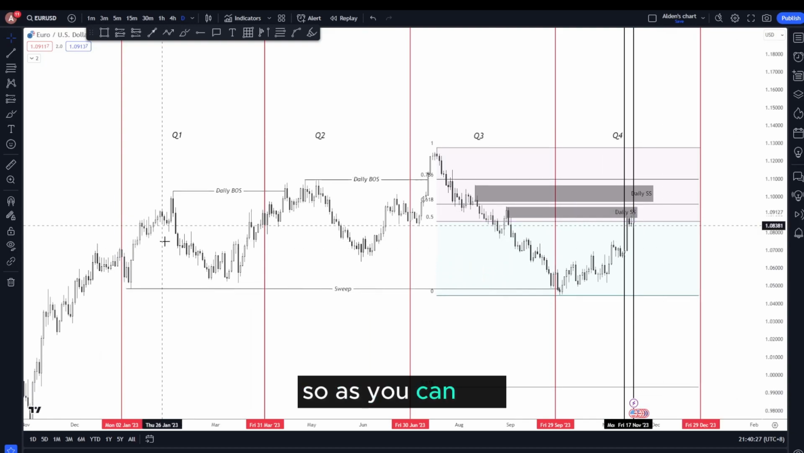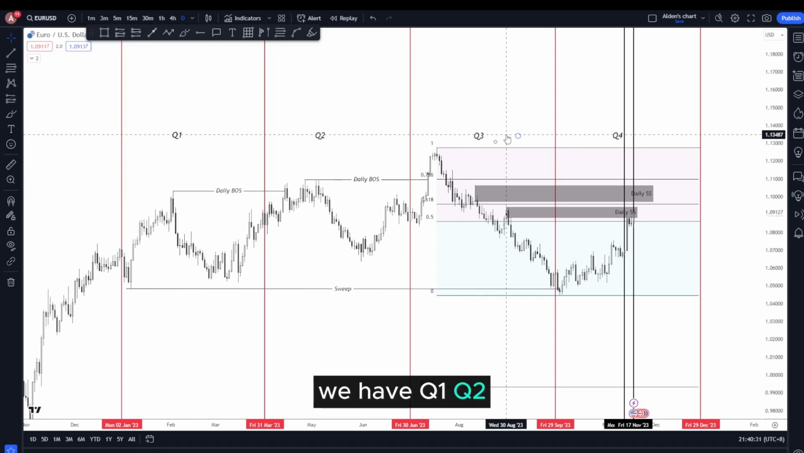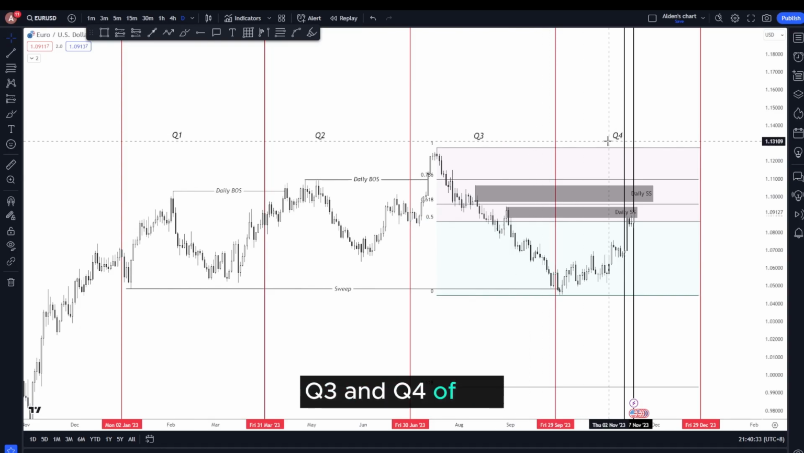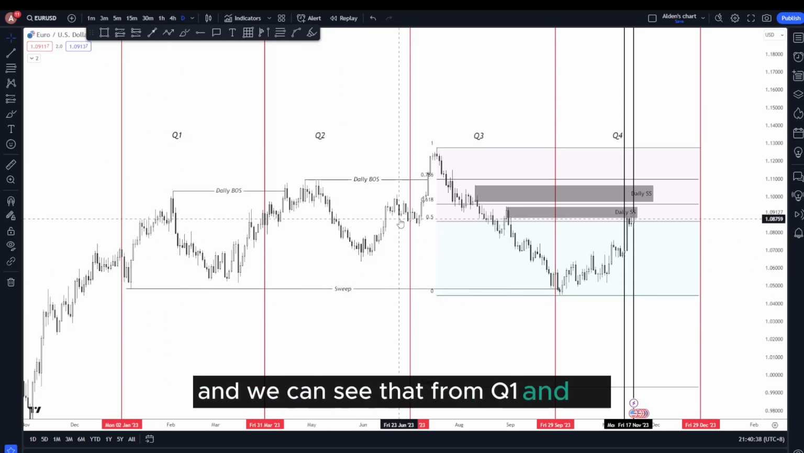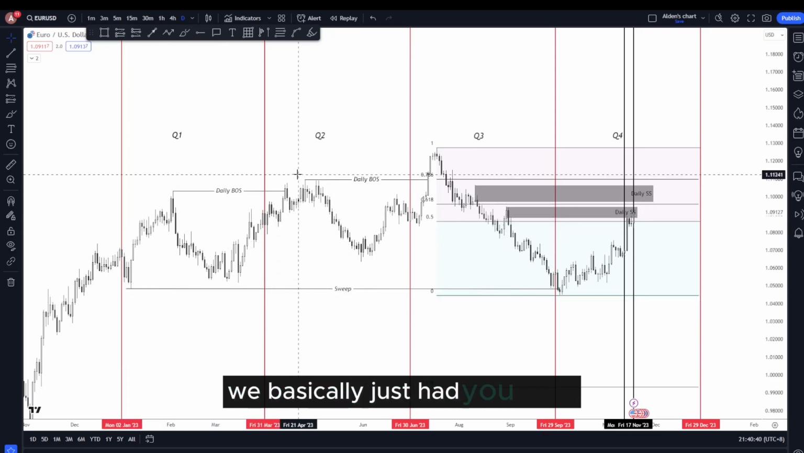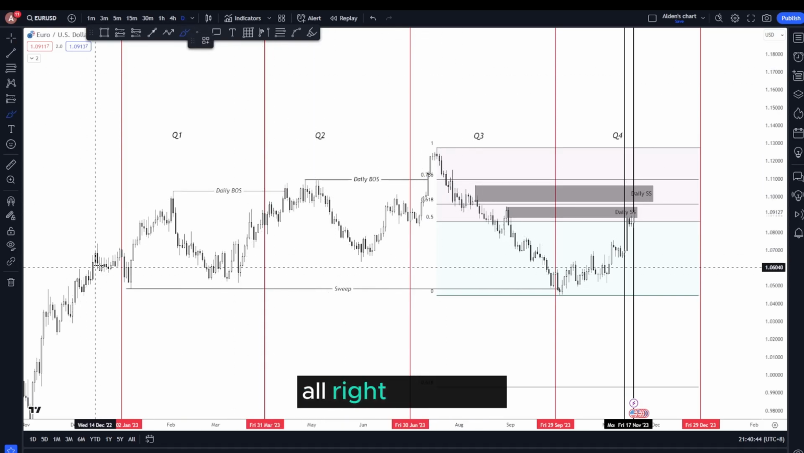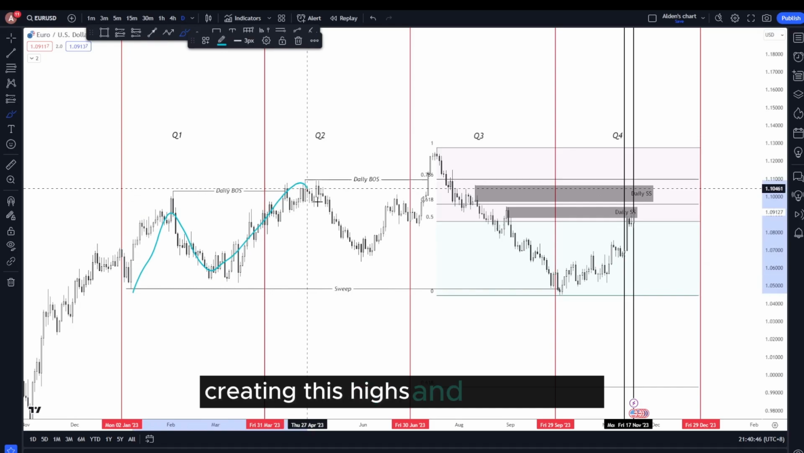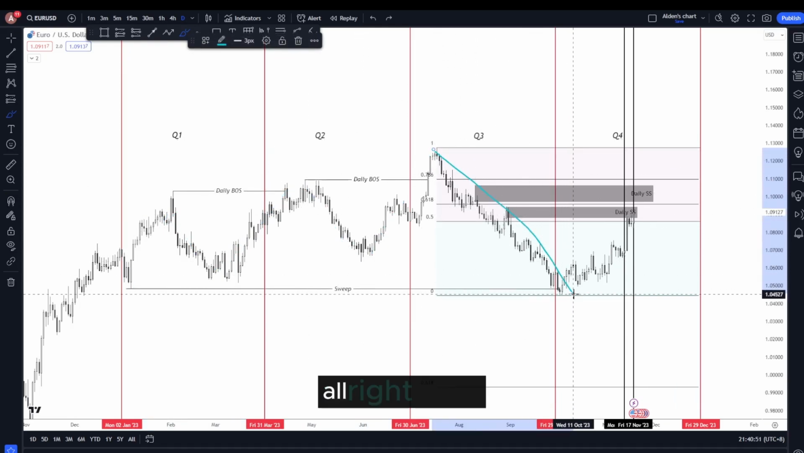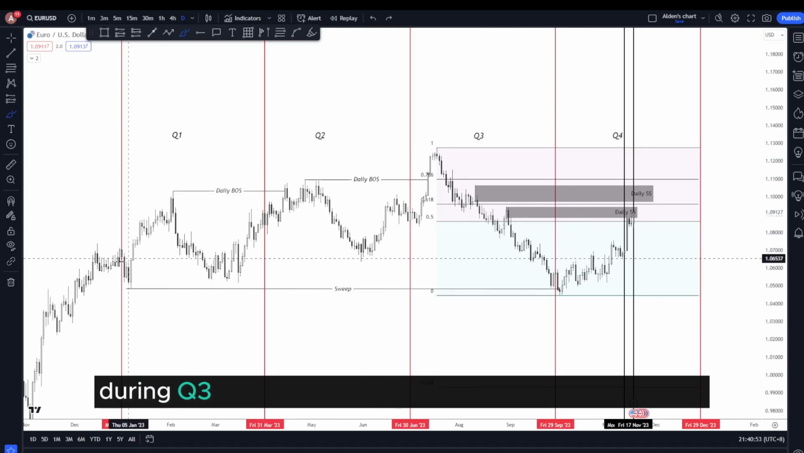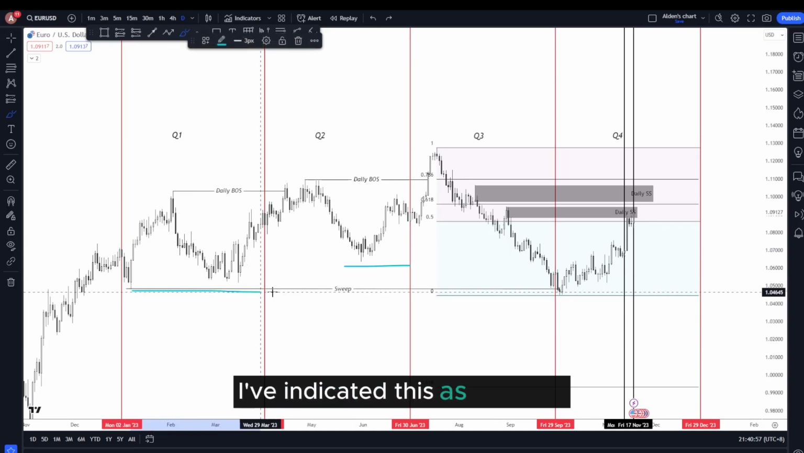As you can see, I've marked out 4 quadrants here. We have Q1, Q2, Q3, and Q4 of the year for 2023. And we can see that from Q1 and Q2, we basically just had daily breaks of structure to the upside, creating these highs and lows as well. And in Q3, what we had was a huge pullback to sweep out all of these lows over here. I've indicated this as a sweep.